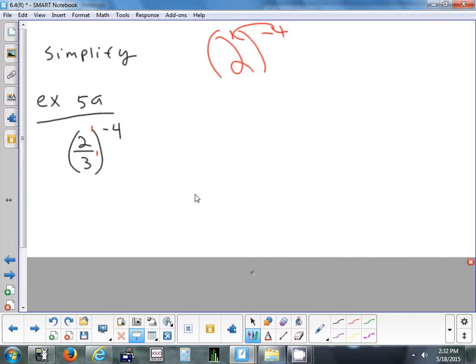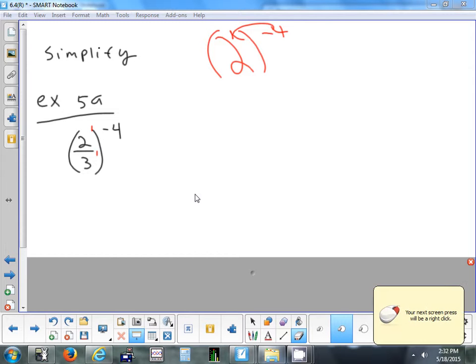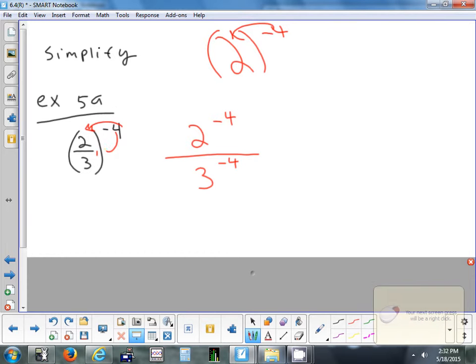All right? So when I do this, I'm going to get 2 to the -4th over 3 to the -4th. I just did that power to a power, here and there. It's the same thing, it's just a fraction. Now, don't you flip it? All right, so what's going to happen? The 3 goes to the top. 3 to the 4th.